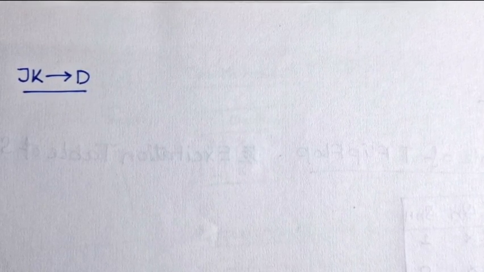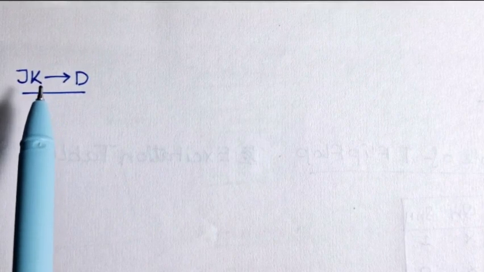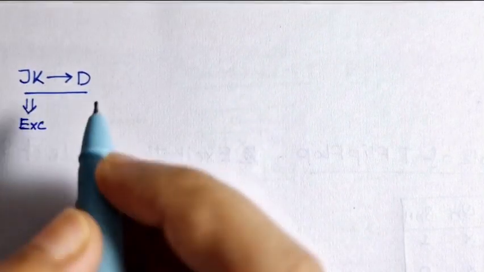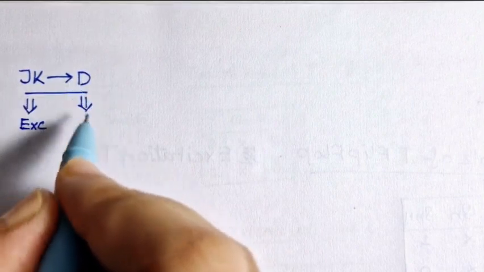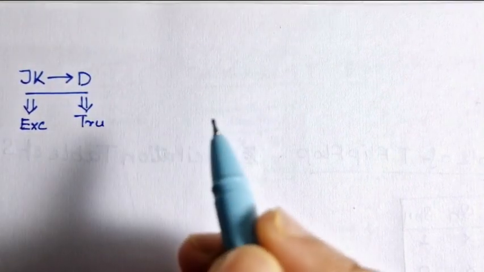Hello students, today we will learn how to convert a JK flip-flop to D flip-flop. We know the first step is to draw the truth table of the destination flip-flop and the excitation table of the source flip-flop. So here our source is JK and our destination is D flip-flop. So we need to draw the excitation table of JK flip-flop and the truth table of the destination flip-flop.